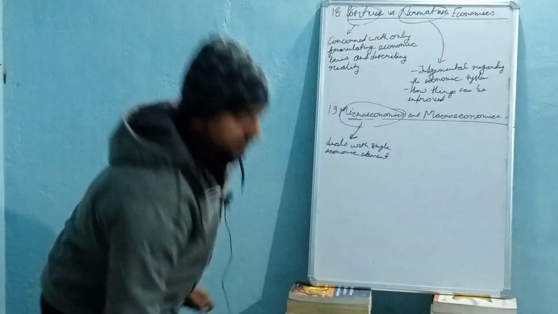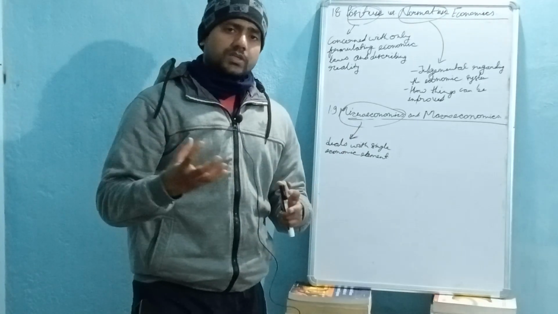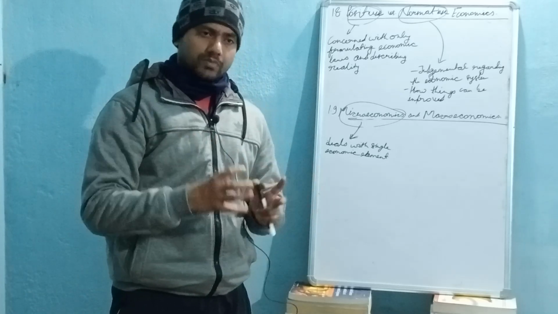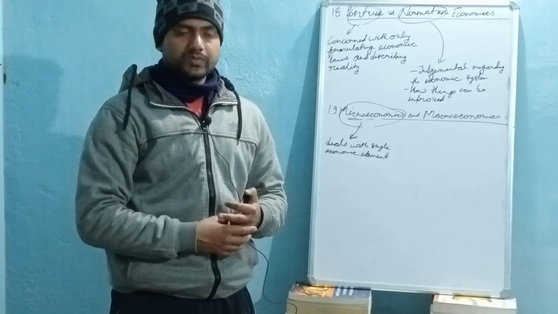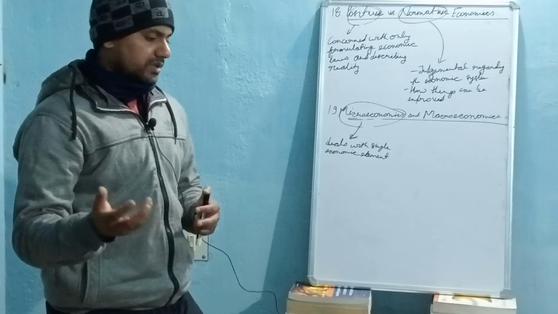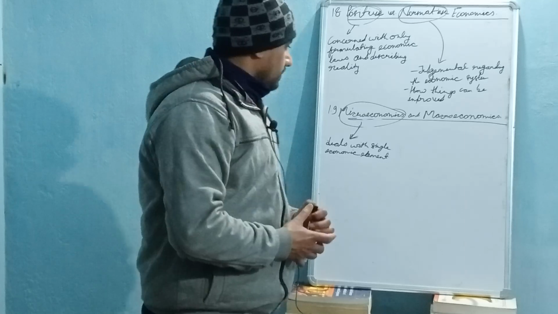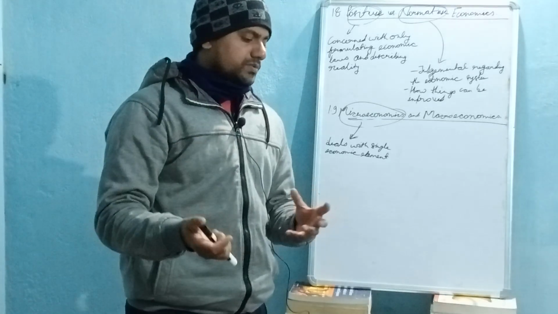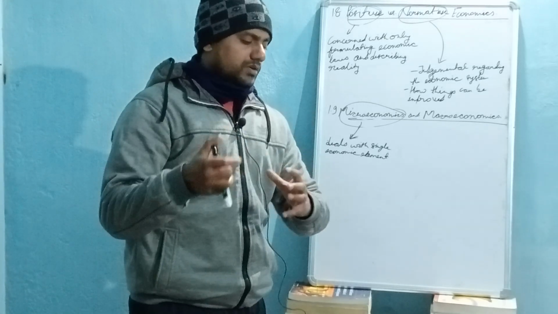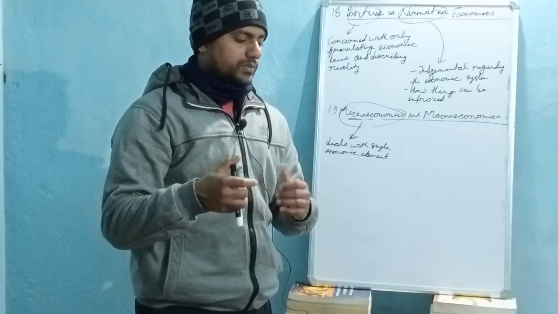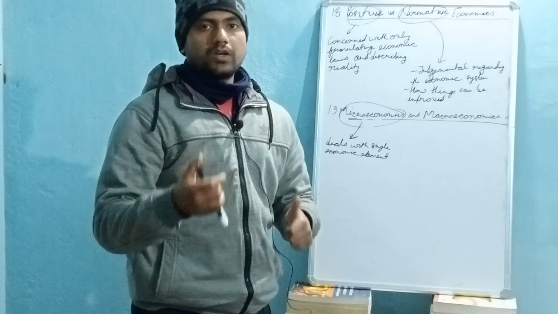In simple words, microeconomics is the study of the economic system at the micro level, at a very small level: at the household level, at the firm level, or at the individual level. So it deals with a single individual and its behavior, meaning how a particular individual, or a particular business or firm, behaves under different economic constraints.